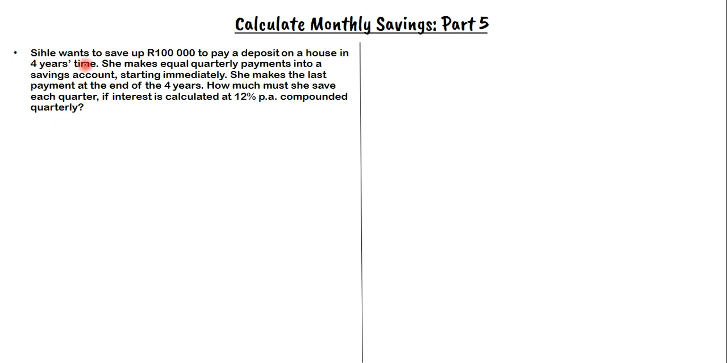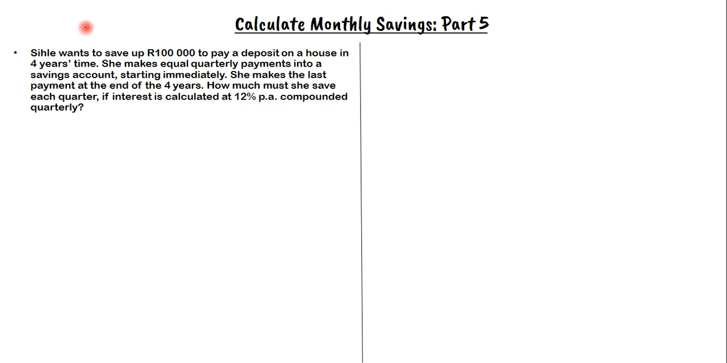Now, Sihle wants to save up 100,000 rands to pay a deposit on a house in 4 years' time. Now, she makes equal quarterly payments into a savings account starting immediately, right? Now, she makes the last payment at the end of 4 years. Now, how much will she save each quarter if interest is calculated at 12% per annum compounded quarterly?